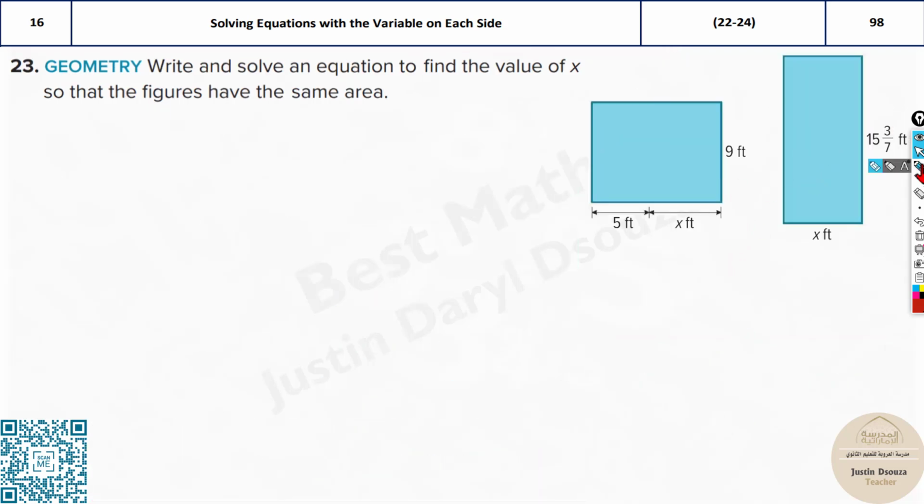I will do this problem as well because you can see the dimension over here is an improper fraction. So now what are the shapes we have? We have both rectangles, right? So I'll take area of 1. They have told the same areas. Area of 1 is equal to area of 2 because they are two different figures, figure 1, figure 2. And this one is also a rectangle or square. Doesn't matter. The area will be the same.